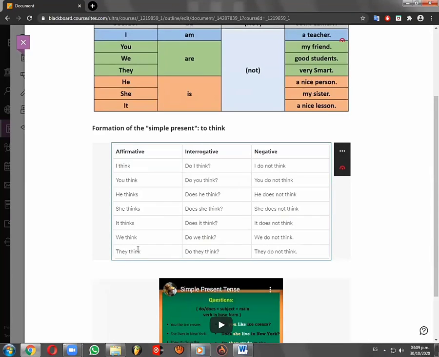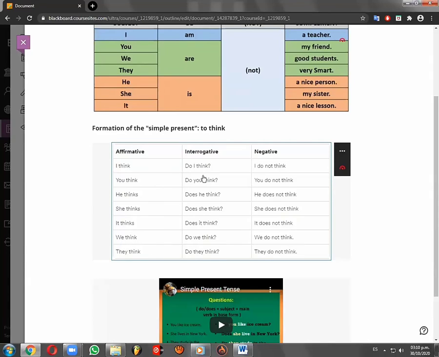In affirmative form it is I think, you think, he thinks. Remember, when you use the third person singular, you add the letter S or ES. Later, I can show this section, right? And also, we think and they think.